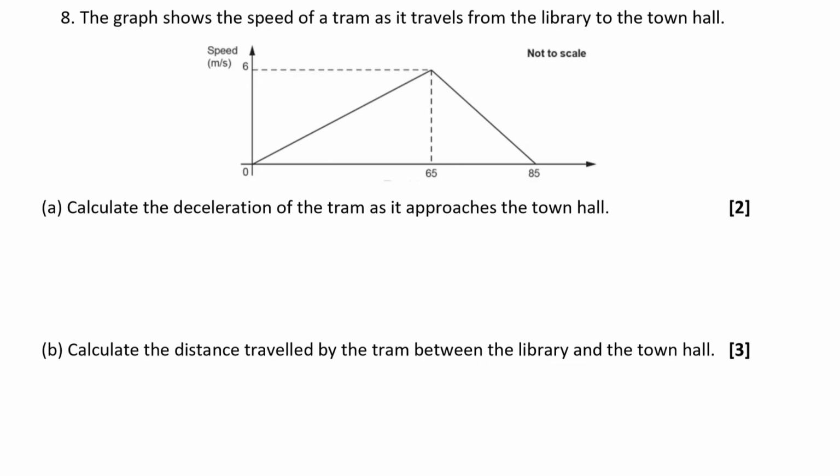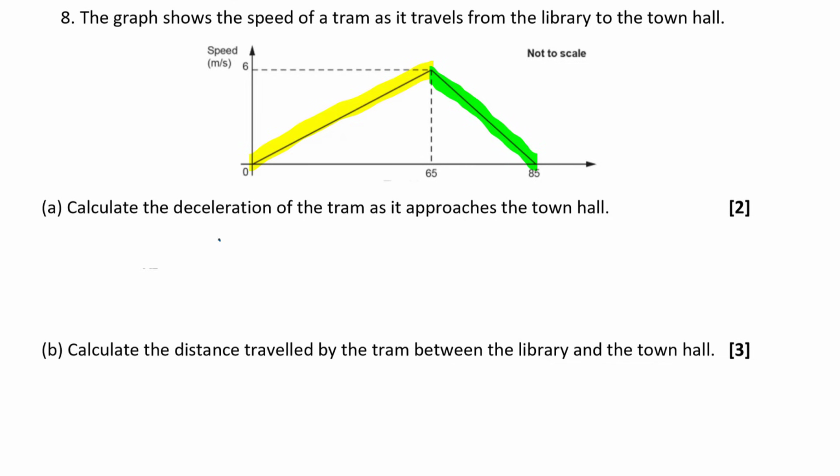Calculate the deceleration of the tram as it approaches the town hall. Okay, well, I assume that this upward part of the journey is it going from the library to the town hall. So you can see it's accelerating for all that period, and then it reaches a peak speed, and then for the second part of the journey it's decelerating at a constant rate until it reaches a stop here. Okay, so calculate the deceleration part of the journey.